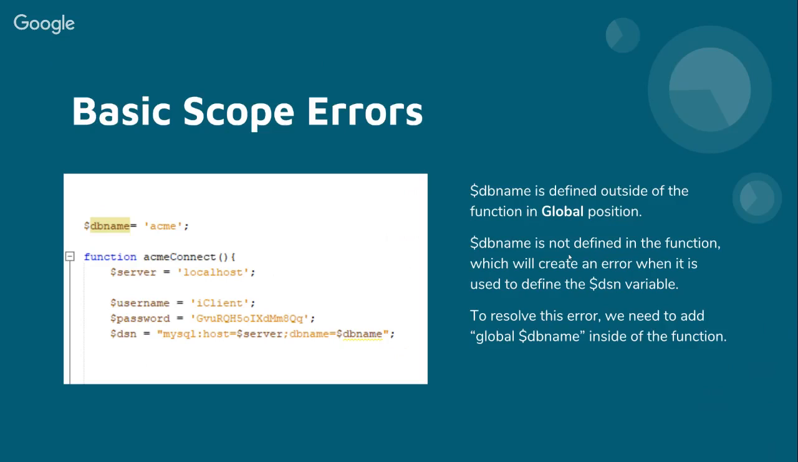So the errors that we'll cover today actually have to do with global and local to start off. Our dbName is defined outside of the function in the global position. What makes this an error is we don't use global. We don't use that keyword that we discussed. And so when we actually use dbName down here and in defining the DSN variable, we're going to get an error. To resolve that, we need to use global dbName to pull the value into this function so we can use it throughout the function.